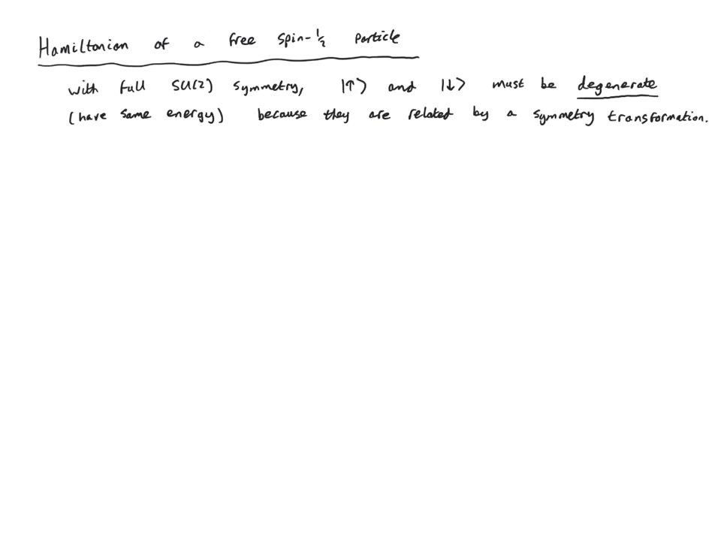So let's now consider a simple model, a Hamiltonian, for a free spin-half particle. With full SU2 symmetry, the up and down states must be degenerate, meaning they have the same energy. This is because they are related by a symmetry transformation that's part of the SU2 group.